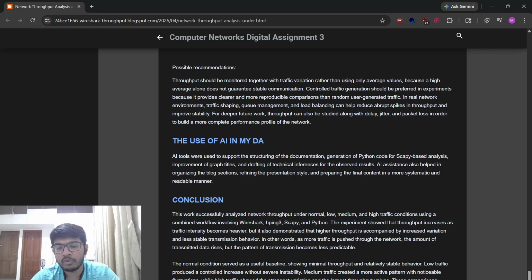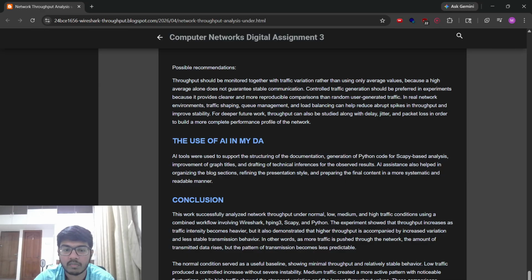AI tools were used to support documentation, structuring, code drafting for Scapy-based analysis, graph title refinement, and technical writing. However, the actual packet capture, command execution, traffic generation, and graph generation were carried out as part of the real experiment workflow.